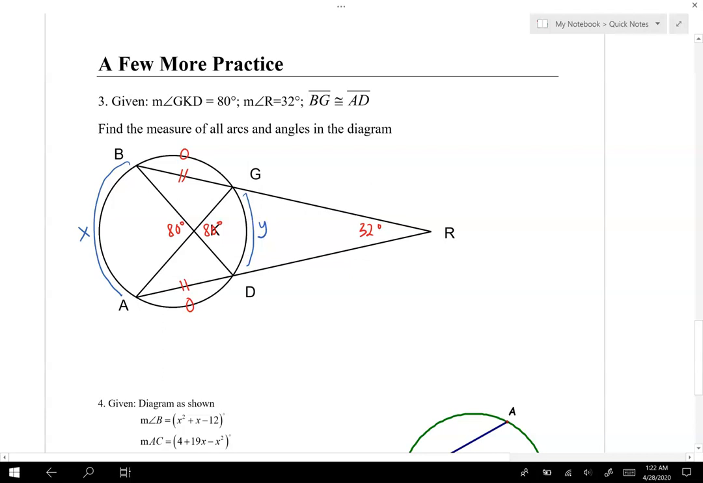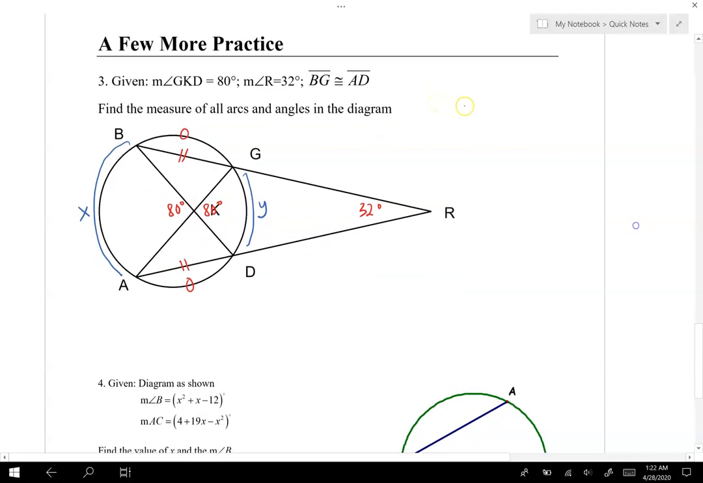All right, we did something like this where we had a system in our homework earlier this week. So what I know is X plus Y, half of that has to equal 80.